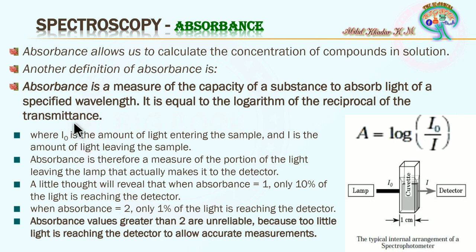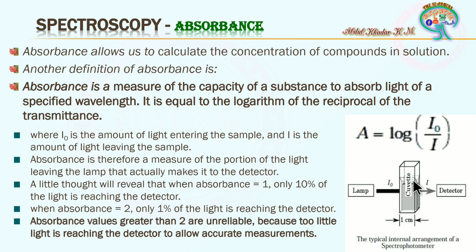So here, what is transmittance? It is whatever wavelength has passed through, and after that, whatever intensity of light is detected by this particular detector. This is called the transmission, where I0 is the amount of light entering the sample here, and I is the amount of light leaving the sample here. Absorbance is therefore a measure of the portion of light leaving the lamp that actually makes it to the detector.